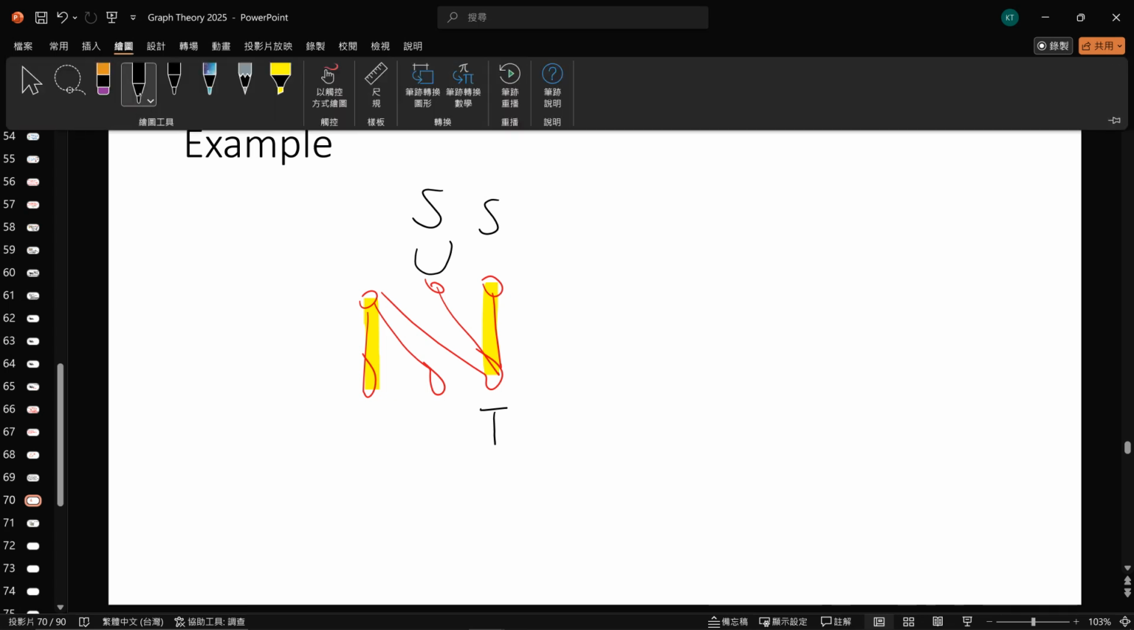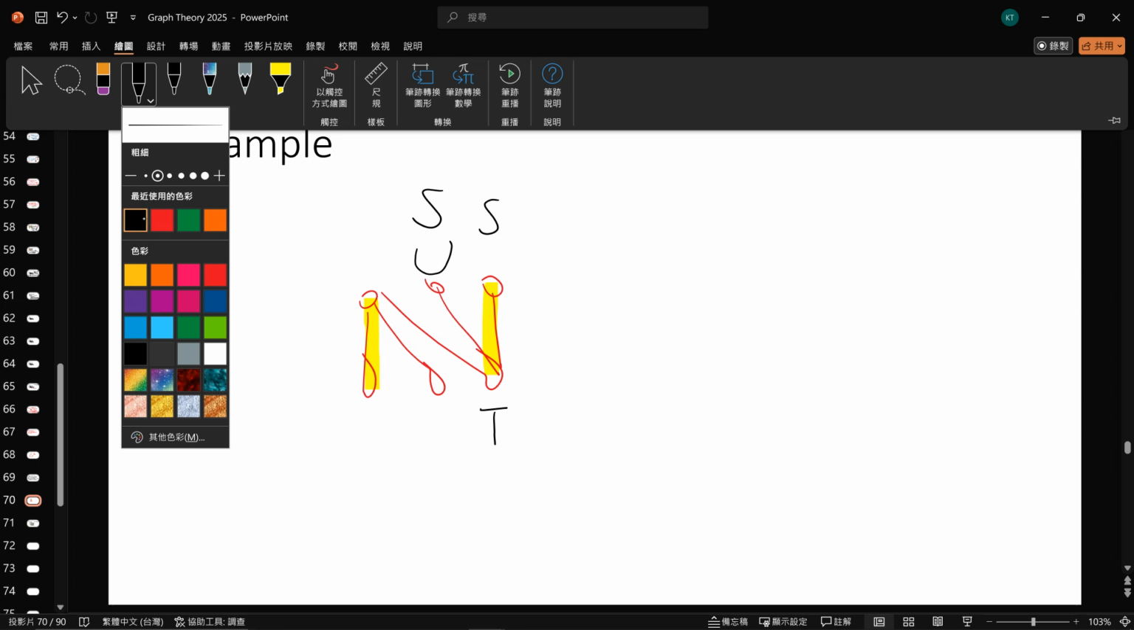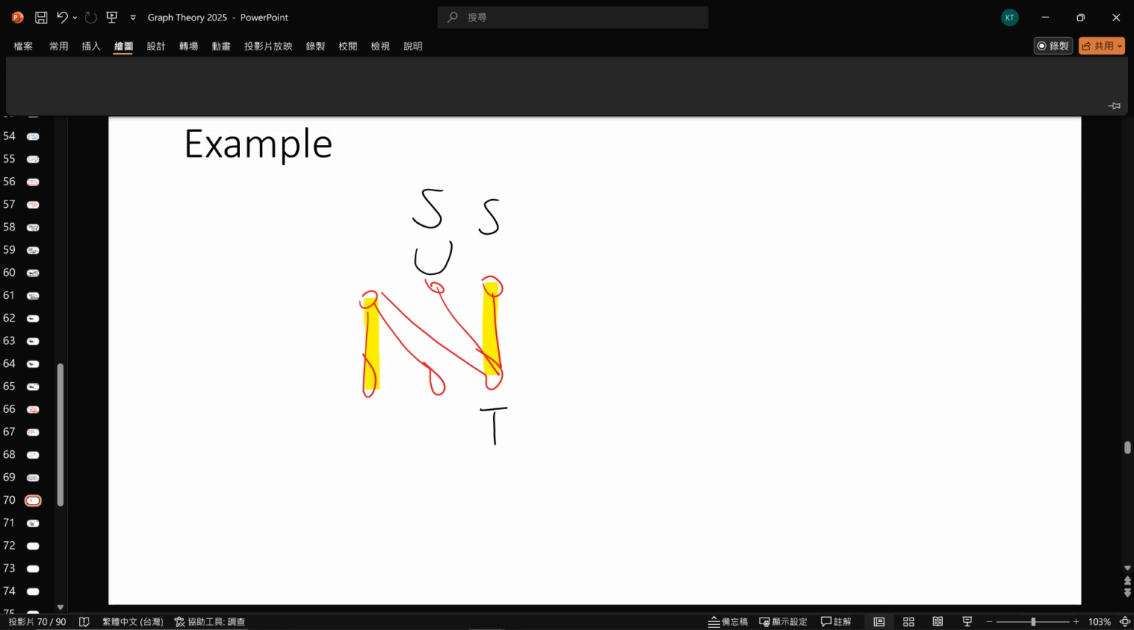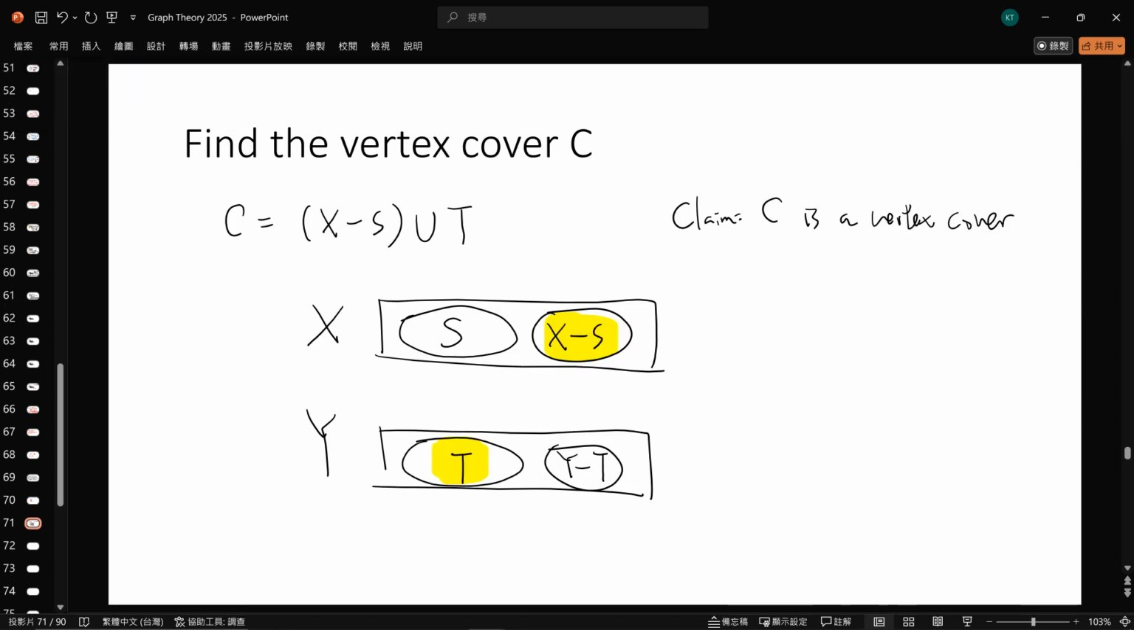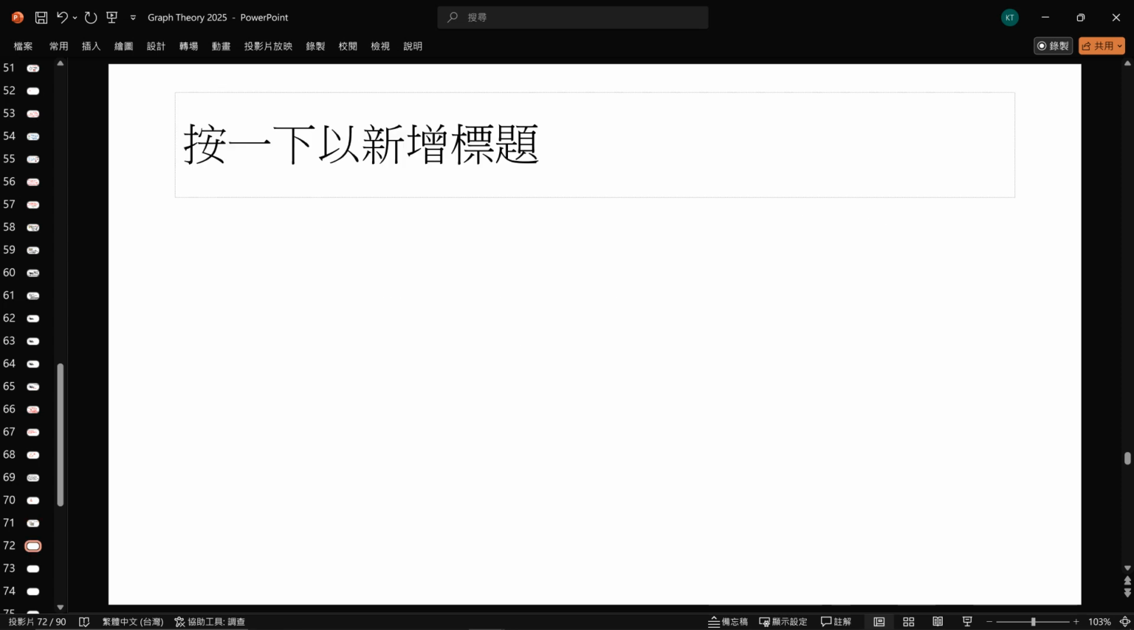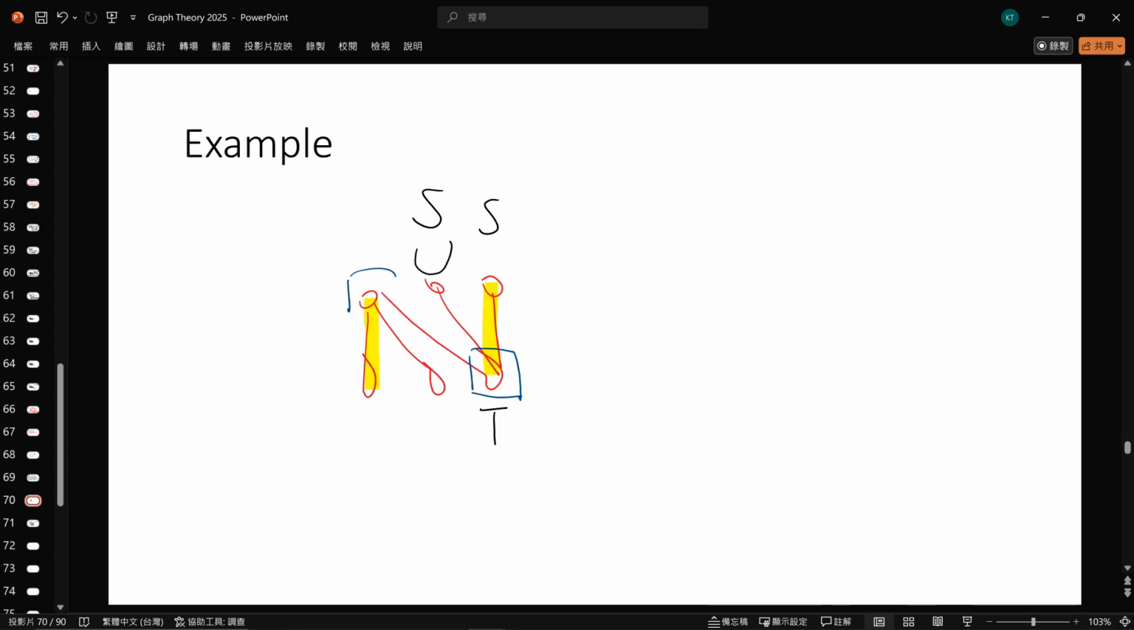According to our construction, in the vertex cover we're going to pick all the vertices in T and all the vertices in X minus S. So this vertex, okay? And we already know that this is a vertex cover, but we want to prove that in general, this is always true.